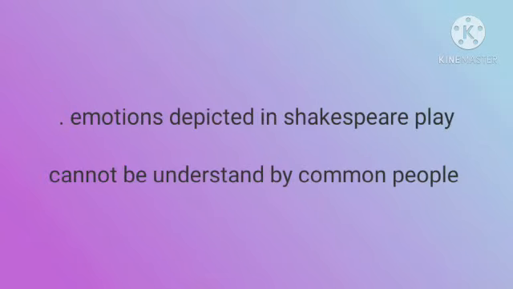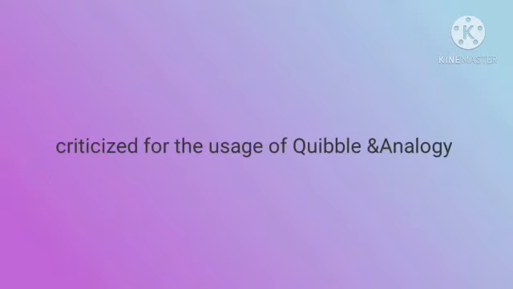Johnson also says that the emotions depicted in the works of Shakespeare cannot be understood by the common people. And he also attacked Shakespeare for quibble, for the usage of analogies, etc. The quibble means it's a sort of pun or verbal trick. So these are some of the faults pointed out by Johnson in the essay The Preface to Shakespeare.